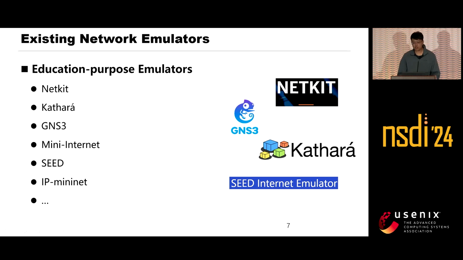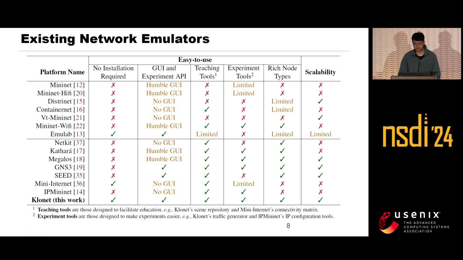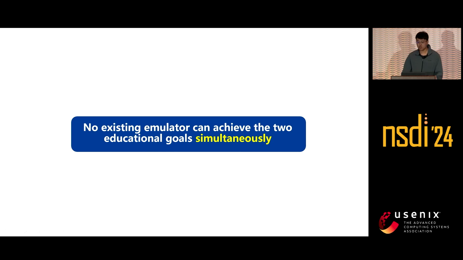There are also some education purpose emulators. However, they have limitations such as heavyweight installation requirements and poor scalability. To summarize, the existing network emulators still have limitations in terms of ease of use and scalability. We argue that no existing emulator can achieve the two educational goals simultaneously. This motivates us to design Klonet to meet these goals at the same time.